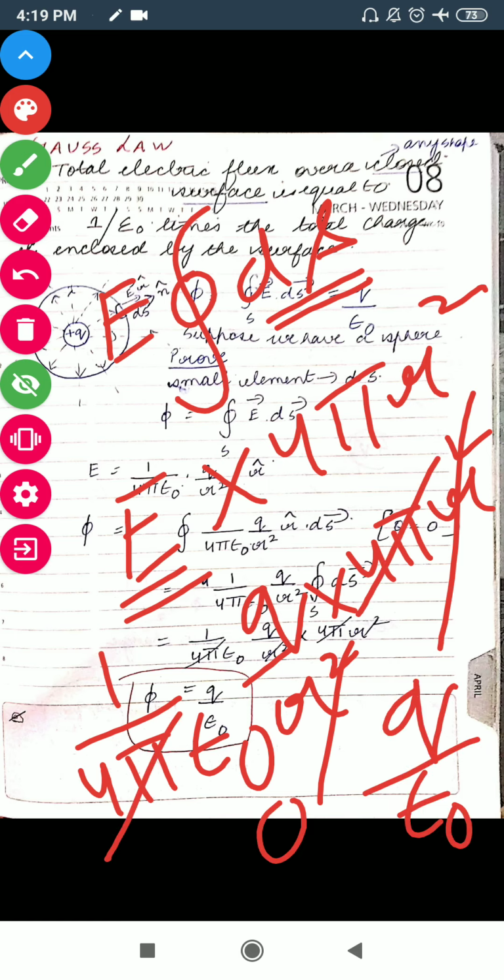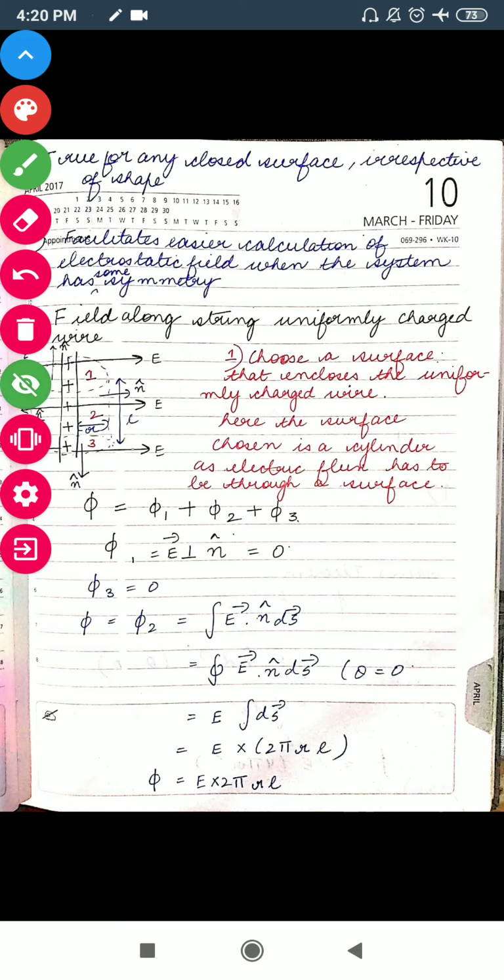Now we have certain applications of Gauss law to facilitate an easier application of it. Please remember, we always have to consider a closed surface around anything through which we need to calculate the electric flux. Now I give you an example: the field along a string of uniformly charged wire.